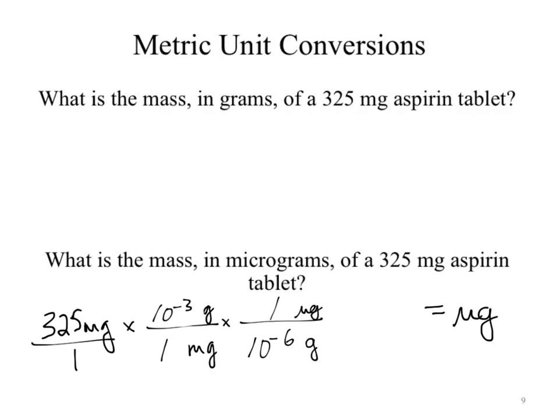Which was that 3.25 times 10 to the 5th. More questions on it? Should we try and move to a different example so we stop looking at 325? Okay.